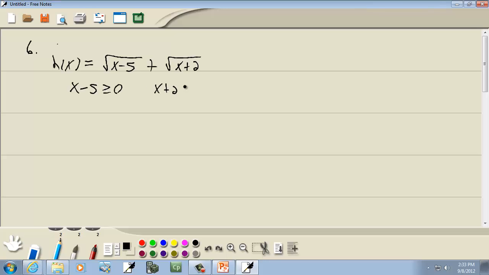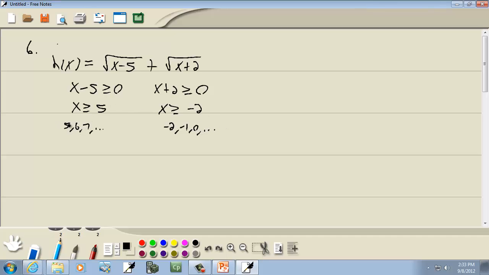Just like when we had two fractions, we worked with both denominators. Well, then we'll solve this. This gives us x is greater than or equal to 5, and this one gives us x is greater than or equal to negative 2. Well, let's think what this means, and I'll just work with integers because it's easier. x is greater than or equal to 5 would be what? 5, 6, 7, so on. x is greater than or equal to negative 2. That would be negative 2, negative 1, 0, and so on.